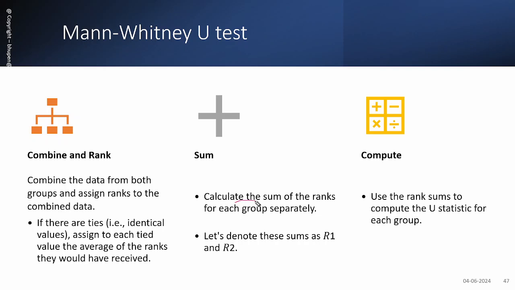Post that, we're going to calculate the sum of the ranks for each of the groups. We call the sum R1 for group 1 and R2 for group 2. Then we use the rank sums to compute the U statistic. Now, instead of the T statistic, we have the U statistic here. For each of the groups, we will have a U statistic, for example, U1 for sample group 1 and U2 for sample group 2.